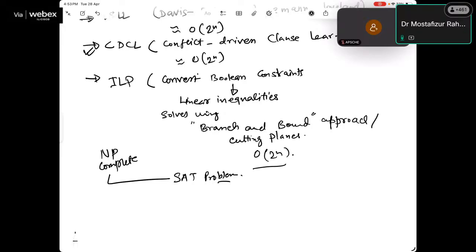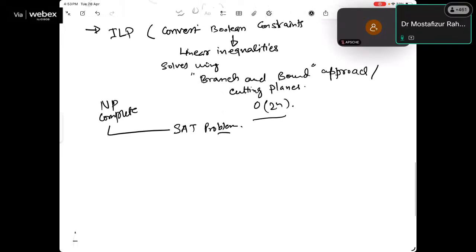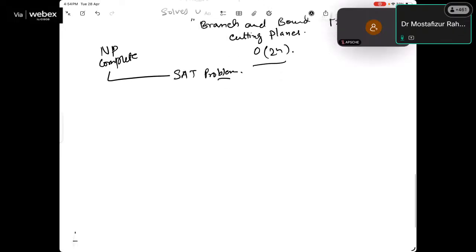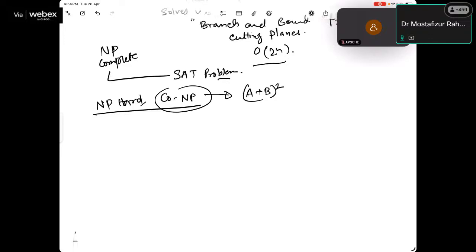There are many examples in NP-hard, so I'm skipping the NP-hard part. I'll take some more time for NP. There are topics remaining like NP-hard and co-NP, examples for NP-hard and co-NP. In co-NP, I'll show you one important example. Can you find some values of A and B such that A square plus 2AB plus B square, whether this equation is correct or not? Can you find some A and B for which this equation is not valid? This kind of problem comes under co-NP.